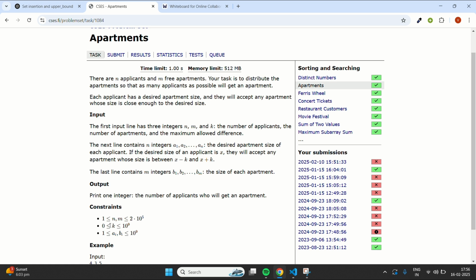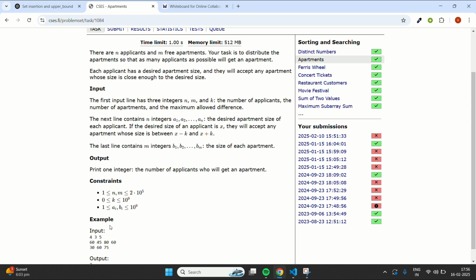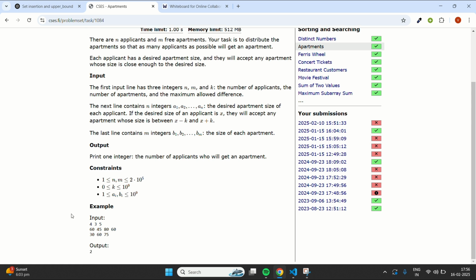First, let's see what the problem is. So the problem is very simple. We are given n customers, each with a desired apartment size, and we are given m apartments. Each apartment has a fixed size. We have to service as many customers as possible, but the trick is that we are given a k, where every customer who is asking for an apartment of size x will accept any apartment only if that apartment size is in the range of x minus k to x plus k, where x is the desired size of that customer and k is a given fixed value.